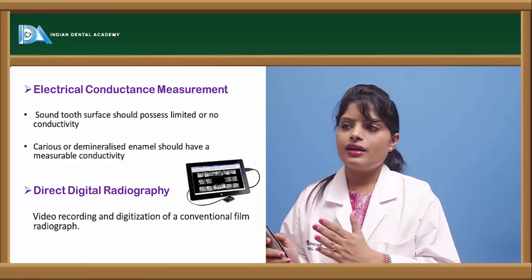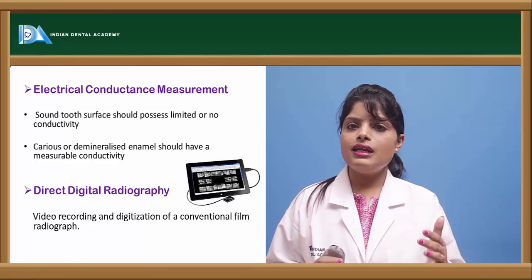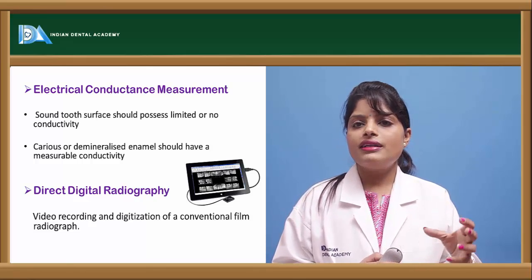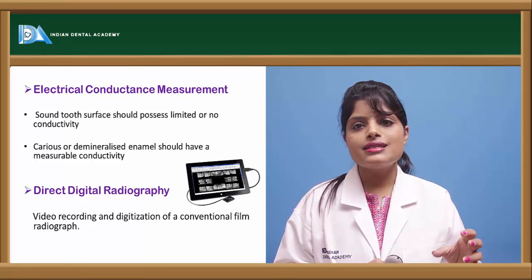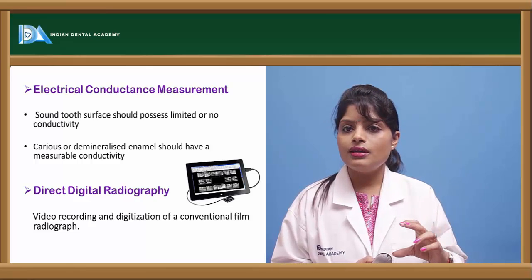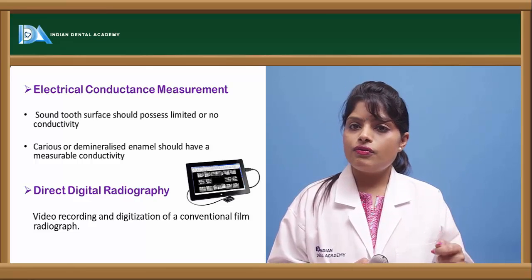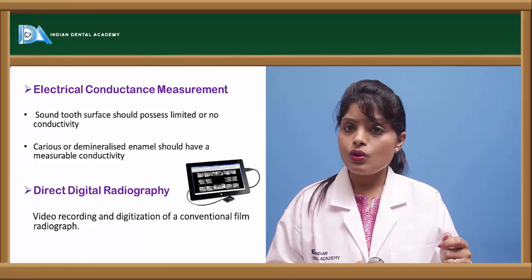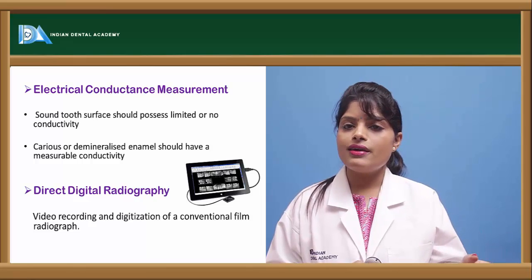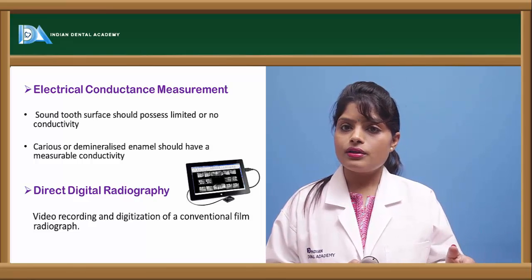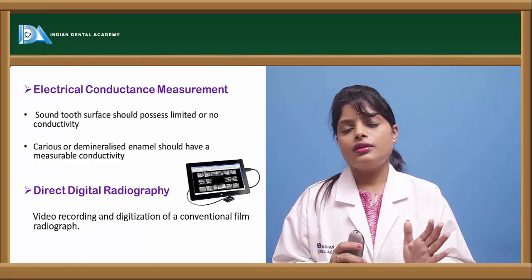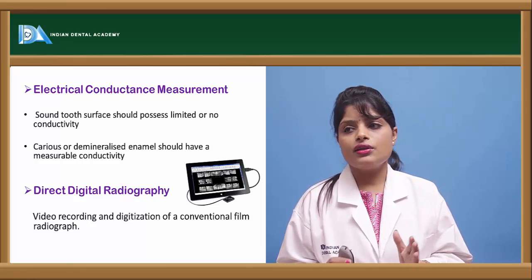Now what is electric conductance measurement? In this basically what happens, the electric conductance of the demineralized tooth or the carious tooth is lesser than that of the normal tooth, which can be detected on a numerical monitor. So if we place an electrode or the probe on the tooth surface and the conductance is impeded to a level in the carious tooth, this will be recorded on the digital monitor and we can easily ascertain whether the tooth is carious or not.